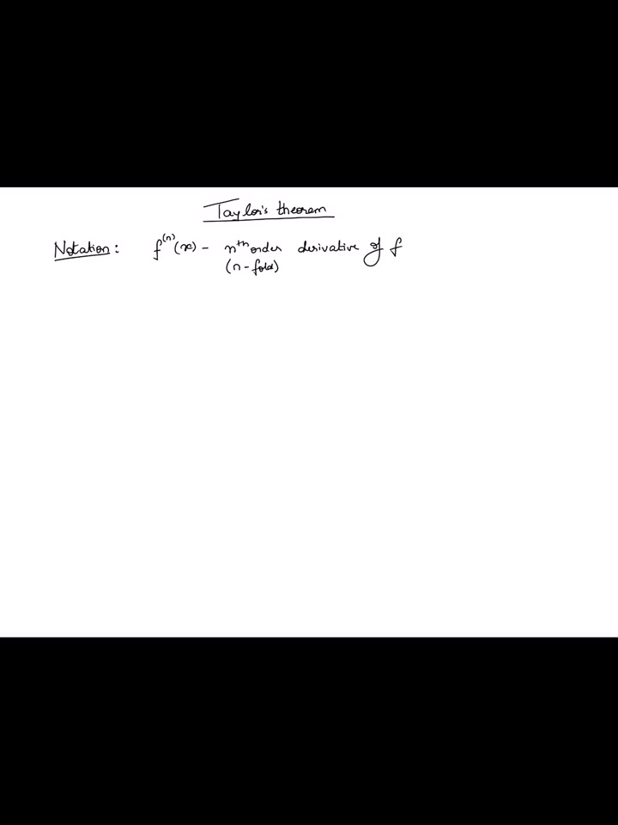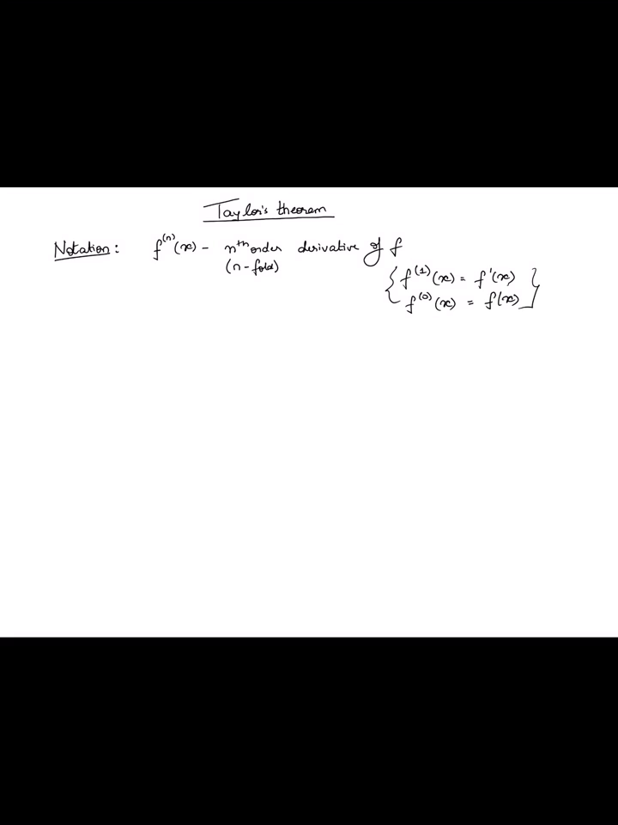So in particular, f^(1) of x is what we have so far been calling f prime of x, and as a matter of convention, f^(0) of x, when I put 0 as the order of the derivative, is just the function itself. That will help us write Taylor's theorem more compactly. Okay, so that's our notation.